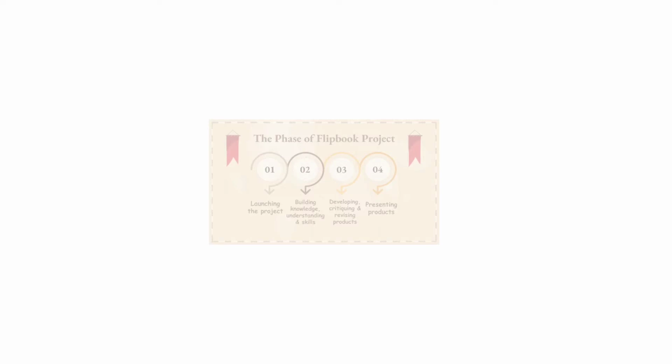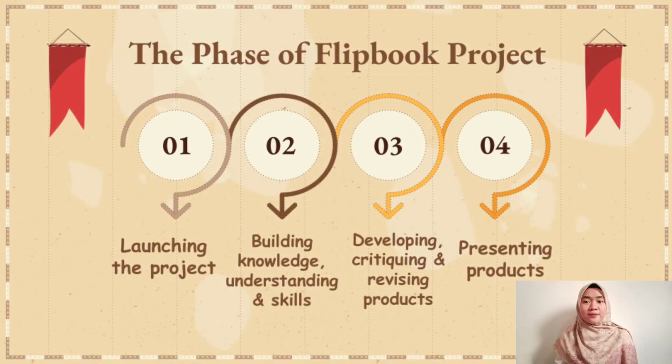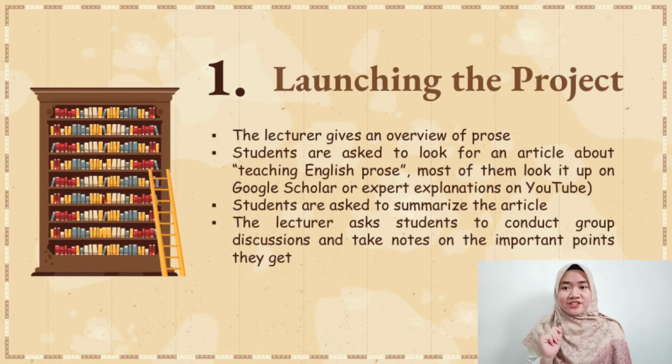video. There are 4 stages in implementing Flipbook project in the literature course, namely launching the project, building knowledge, understanding and skills, developing, critiquing and revising product, also presenting product. The first stage is launching the project. In this step, the lecturer gives an overview of the material. It is about the prose.